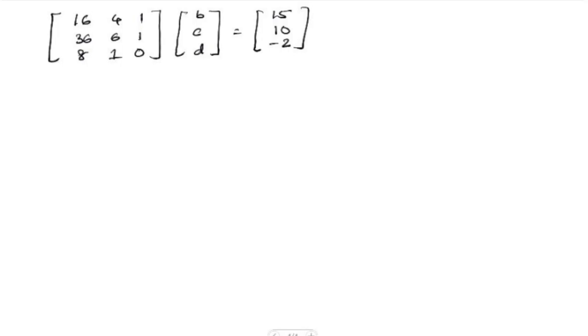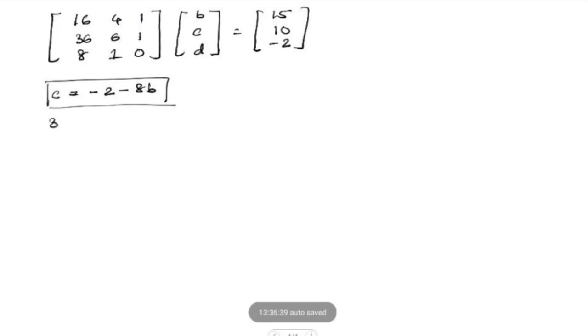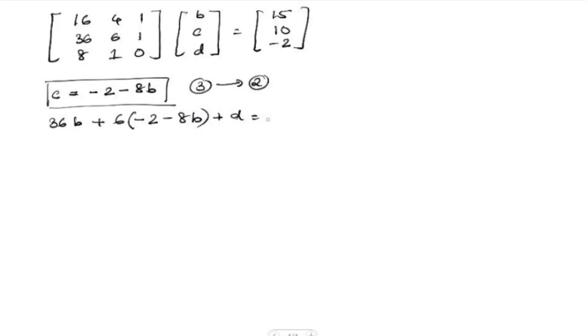So if I write the third equation, where I make C the subject of the formula and I write it in terms of B, so I'll get C is equal to minus 2 minus 8B. So that's my value for C in terms of B. And now I'll take the second equation, that is 36B plus 6 times the C, and instead of the C I'll replace it with the value I just got here. So you can basically say I'm putting equation 3 in equation 2, right? So the C value, I'll replace it with the C value above. So we have 8B plus D is equal to 10. And now I'll rewrite this so that I make D the subject of the formula, and I will write it in terms of B.